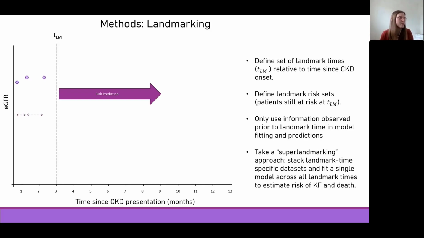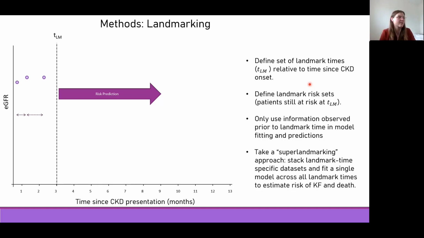But the general landmarking framework looks a little bit like this. If we imagine that we've got a set of what we call landmark times, or these T_LM times, we want to make a prediction at each of these times. That's denoted by this dashed vertical line on the plot. At each of these times, we define a risk set. So this is the set of patients that are still at risk at that time. And the timescale here is the time since CKD presentation, so it starts at time 0 for everyone.